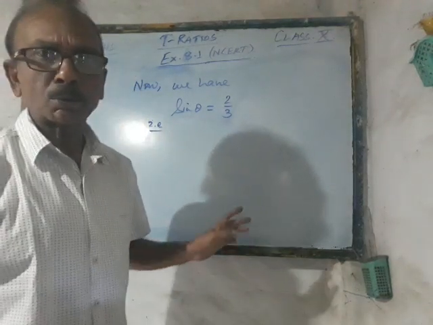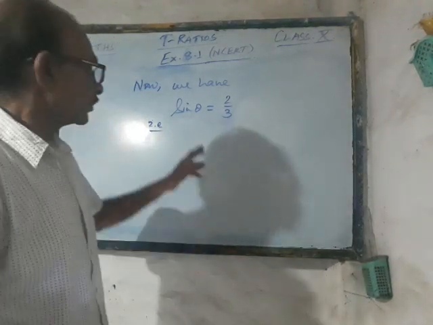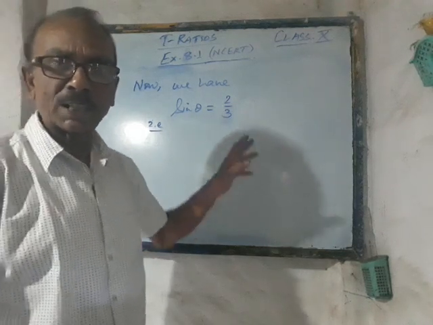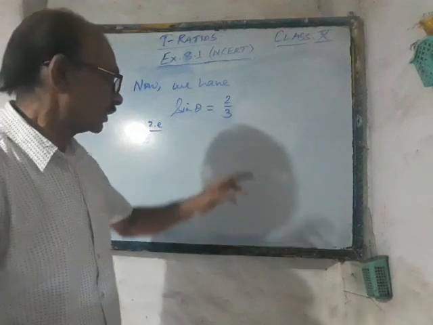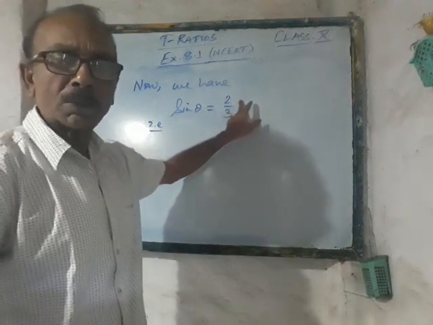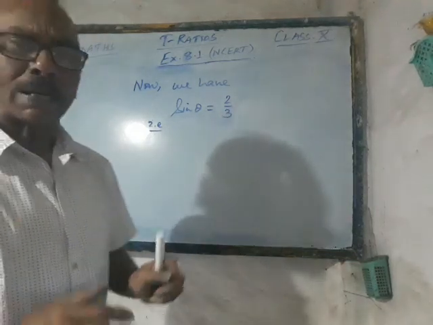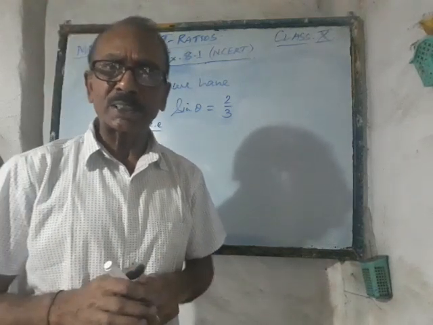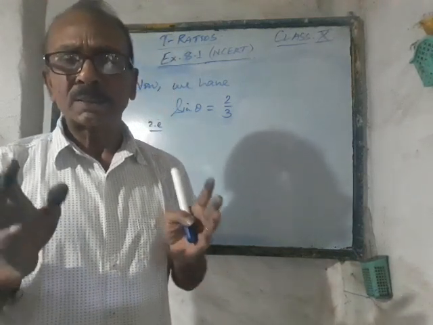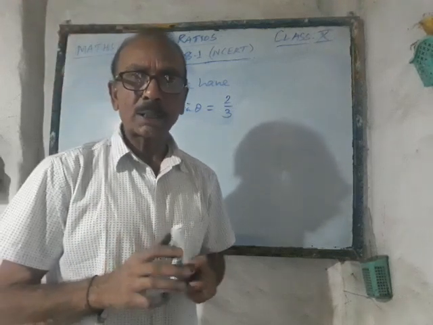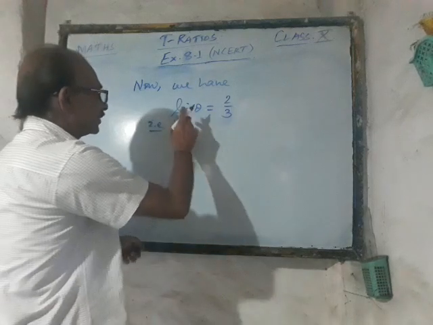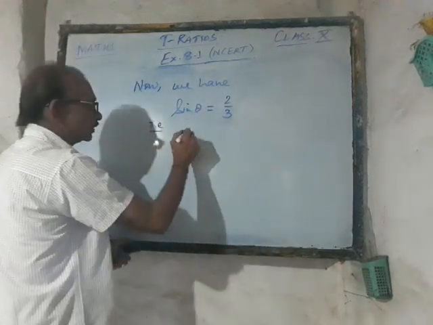Now let us come to the next concept. If the question says that sine theta for any angle theta, right from 0 degree to 90 degree, is equal to 2 upon 3, I have been observing that at least 50 to 60% students do a blunder. What is the blunder done by them? Just go on watching. In fact, sine theta is equal to 2 by 3.